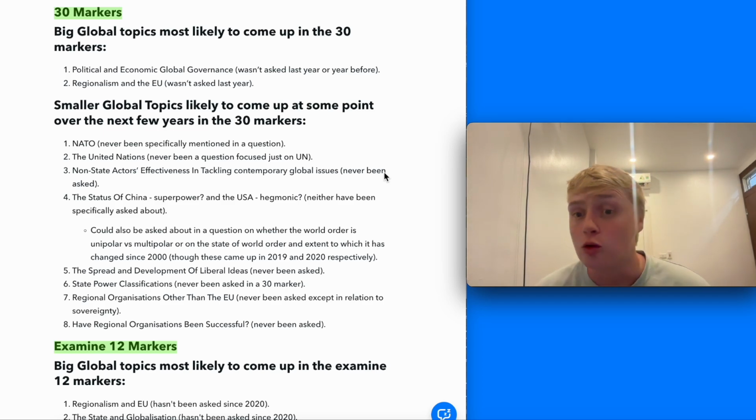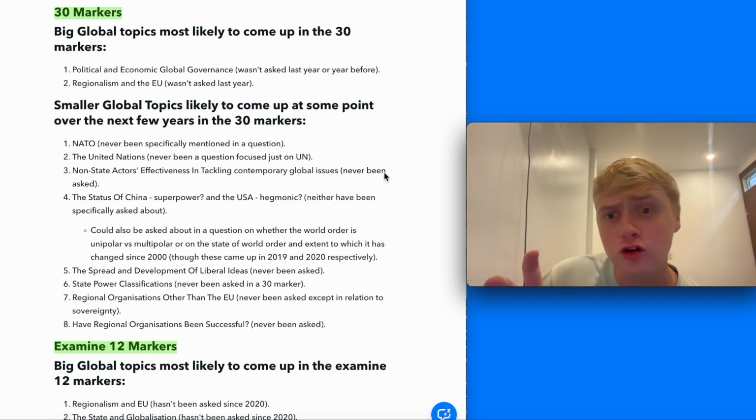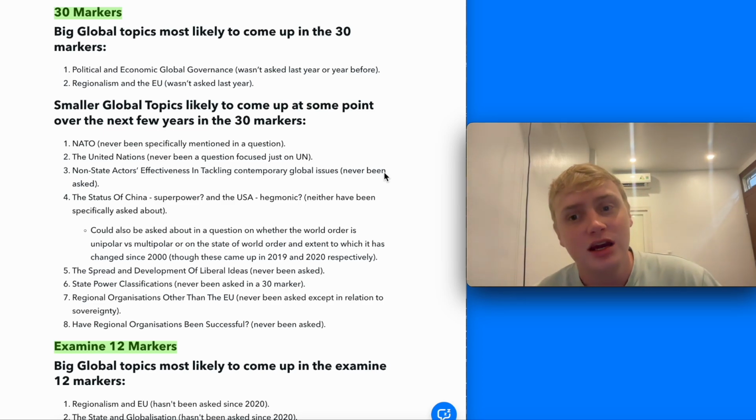That's political and economic global governance. So that's topic 2, and regionalism and the EU, topic 5. The first of those is a really important topic and wasn't asked about last year or the year before, and regionalism in the EU wasn't asked about last year. So some smaller global topics that are likely to come up at some point in the next couple of years because they've never been asked about or they haven't been asked about in a while. So make sure you know these really, really well.